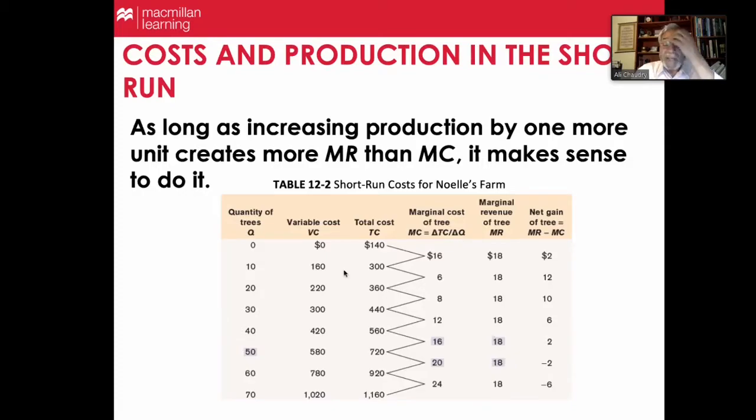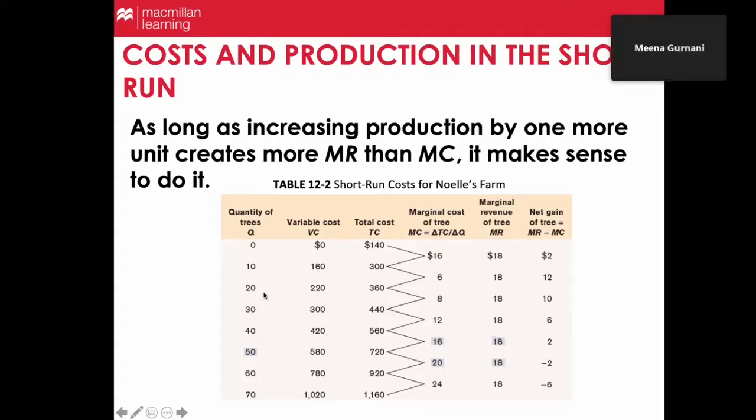Now, the change in the total cost. Let's take a look at this column. It goes from 140 to 300, and that increase is $160. That is the variable cost that was incurred for 10 trees. So if we now take the delta total cost, which is 160, divided by the delta Q, which is 10, we get $16 as the marginal cost. It'll become more clear when we look at the next one.